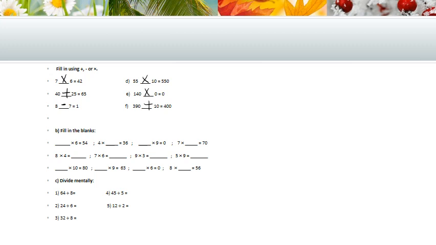Fill in the blanks. So 6 times what give us 54? 6 times 9. 4 times what give us 36? 4 times also 9. 9 times what equals 0? So any number multiplied by 0 will give us 0. So it will be 0. 7 times what give us 70? It will be 10. 8 times 4 is equal to 32. 7 times 6 it will be 42. 9 times 3 it will give us 27. 5 times 9 will give us 45. In order to give these answers also, I can do them in an addition sentence.